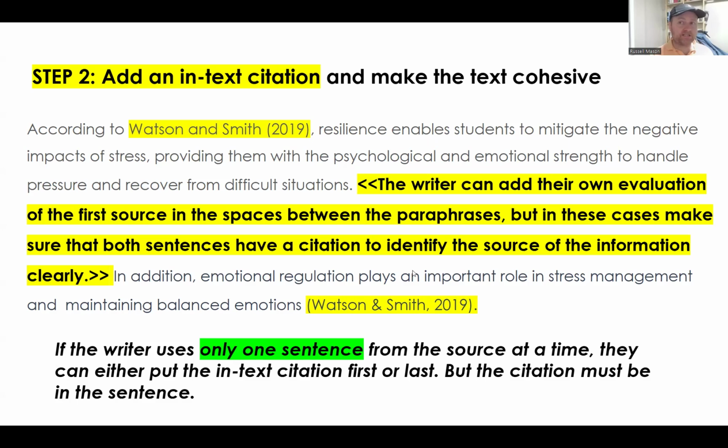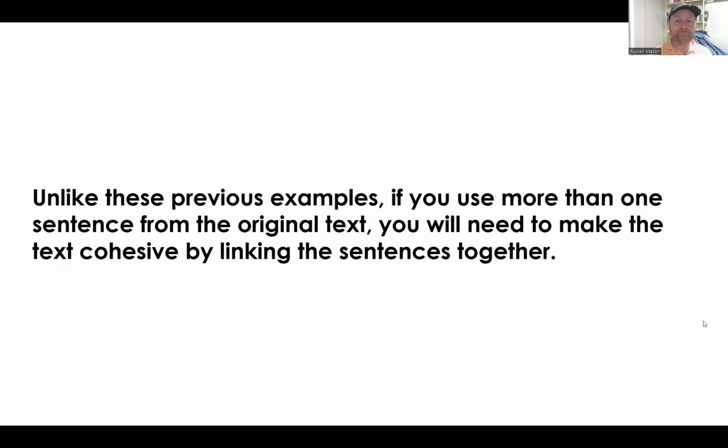So if you take one sentence from the article, always include a citation somewhere in that sentence. If it's your own opinion, you do not need a citation in the sentence. So the use of citations helps the reader to understand which sentences come from the research article and which sentences are the writer's own opinions.